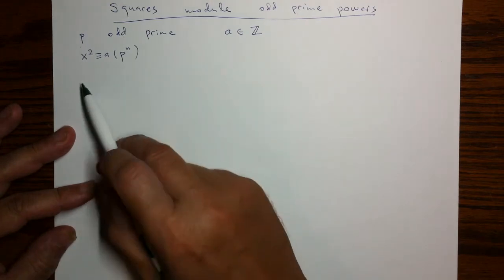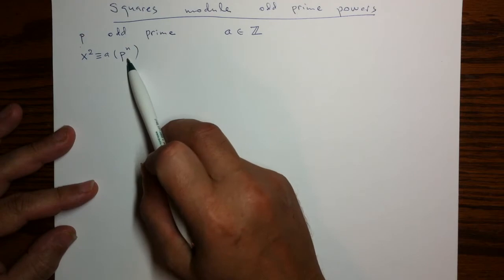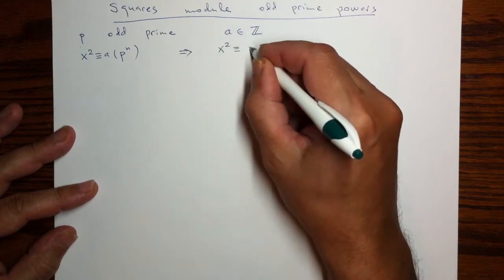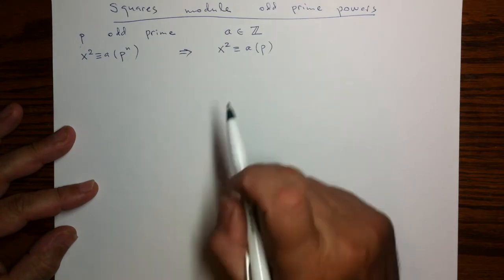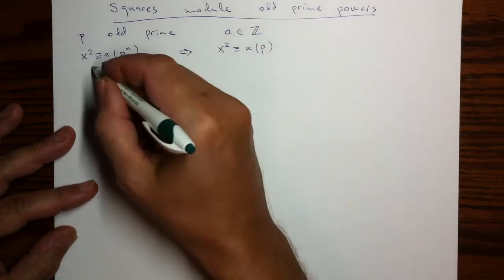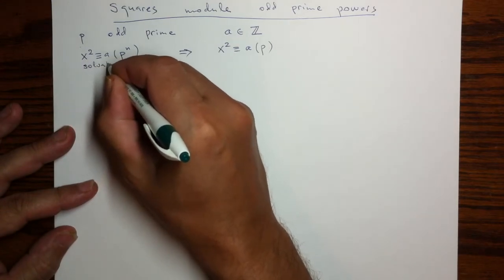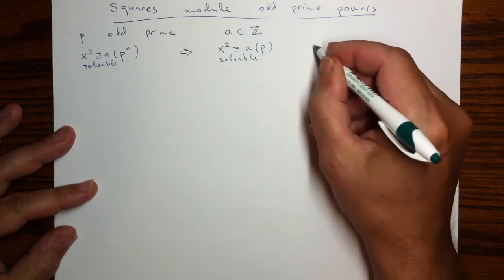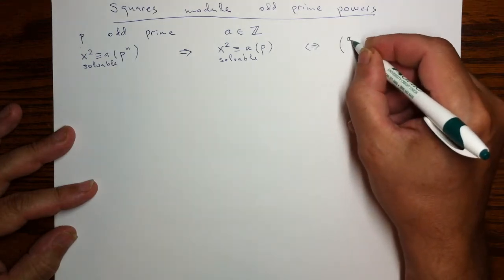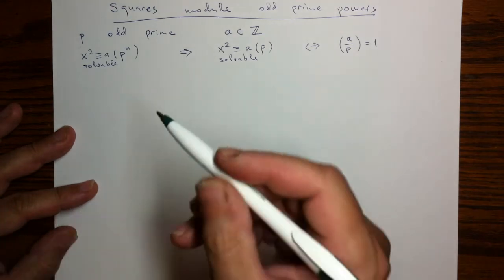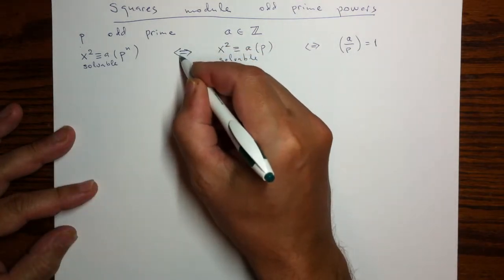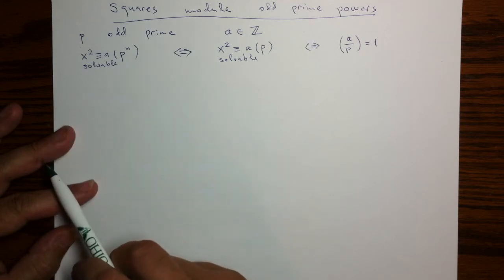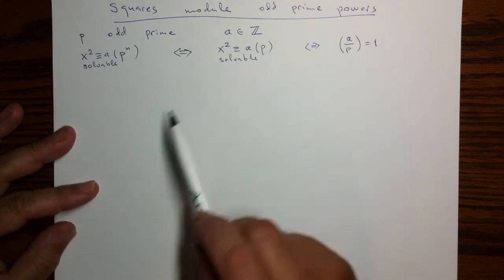The clear necessary condition is that reduced down modulo p, it should still be true. So at least this implication is obvious. And that, of course, is solvable. So this is solvable if and only if what we call the Legendre symbol is 1. But what we're going to show is that this goes both ways. So the only condition for that to be solvable, modulo any power of an odd prime, is that it works modulo the prime itself.